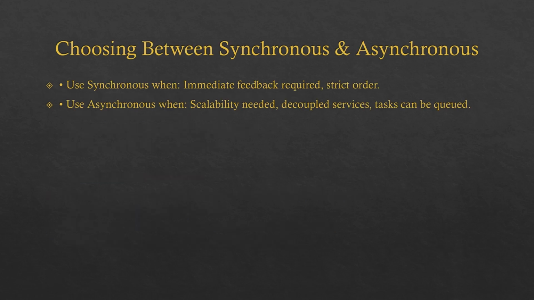Now, when deciding between synchronous and asynchronous communication, it's important to consider your system's needs. Use synchronous communication when immediate feedback is essential, like in real time applications where tasks must happen in a specific order. On the other hand, asynchronous communication is a better choice when scalability is a priority. It allows components to operate independently and can handle large volumes of messages without blocking the system.